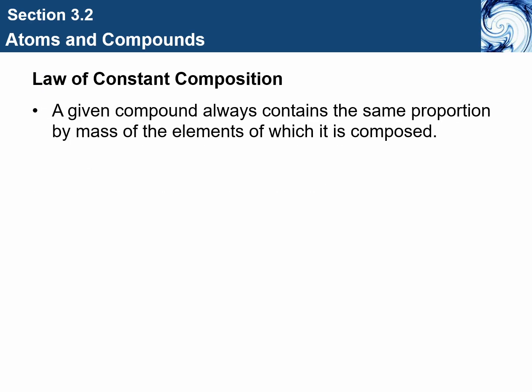Law of constant composition. Looks really easy right there, very short. We'll get to it. The law of constant composition states that a given compound always contains the same proportion by mass of the elements of which it's composed. In normal words, a pure compound has a fixed composition. Composition meaning how it is made up.